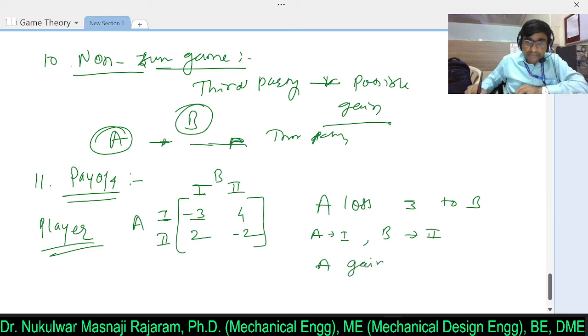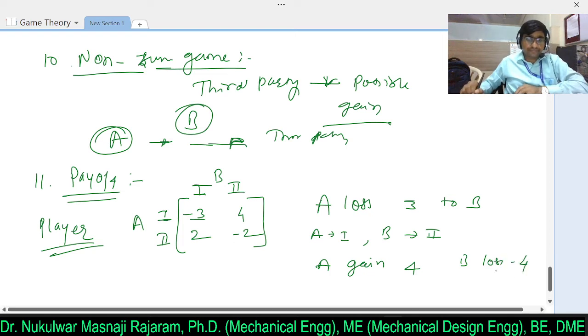A is gaining how much? Rupees 4, and B is losing rupees 4. Clear? So for that purpose, if I write the matrix for A, then I can say A is losing, A is getting, again A is losing, A is getting.